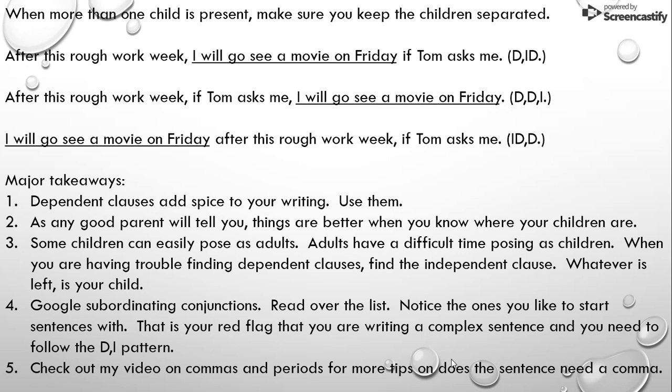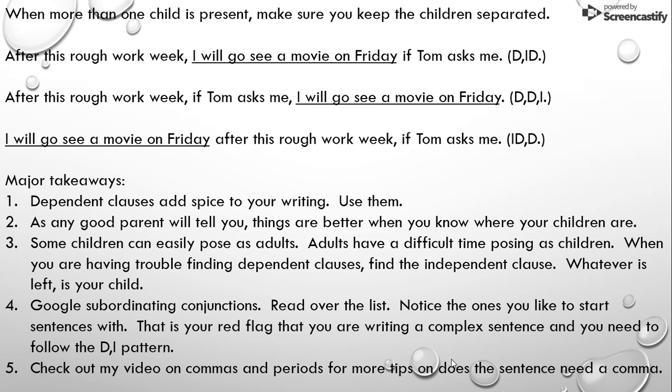The second way is to start off the sentence with both of your dependent clauses. After this rough work week, comma, if Tom asks me, comma, I will go see a movie on Friday. Make sure you keep the children separated so they're easy to identify. We have two children in this sentence. We have a dependent clause, comma, dependent clause, comma, independent clause. The third way you can do this is the exact opposite of what we just talked about.